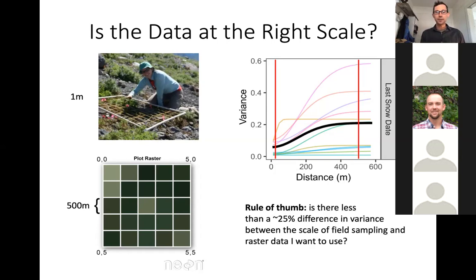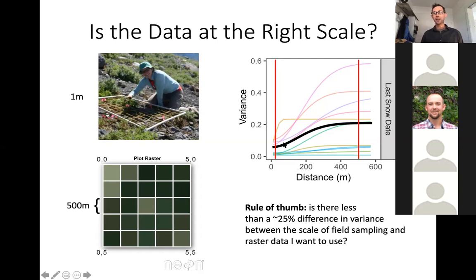And so we think about this as a rule of thumb. Is there less than a 25% difference in variance between the scale of field sampling and the raster data that I want to use? So if we imagine sliding this right-hand vertical red bar to the left, indicating finer and finer scale measurements of plant phenology, we would eventually get to a scale such that the variance here is still larger than the field data, but it's not that much larger. It may be only 20% or 30% larger than the field data.